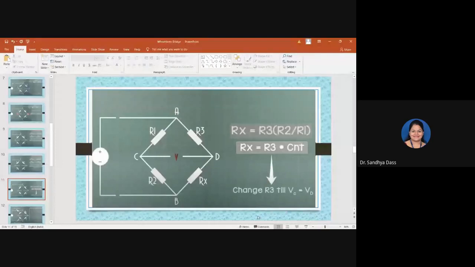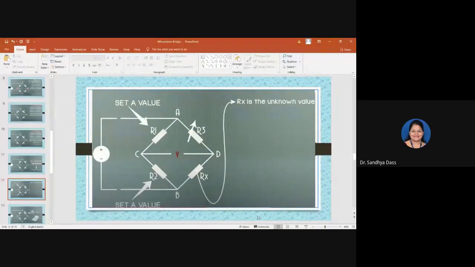Same way, what I just explained is shown in the slides here. If you take these arms as known resistances and connect one variable resistor in this arm and the unknown resistance in this arm, then go on varying R3, adjust the voltage across this point and this point to be the same, or look for null deflection in the ammeter. Okay, that is the procedure.